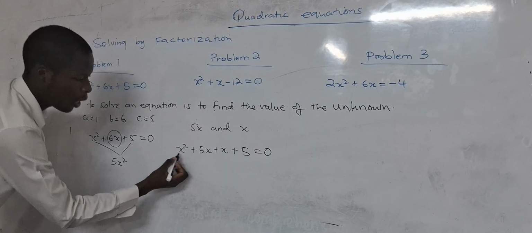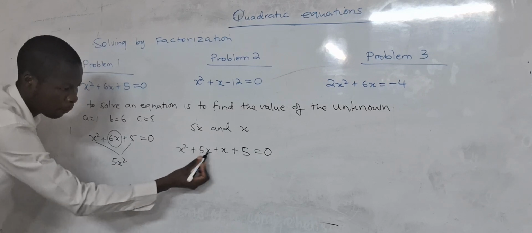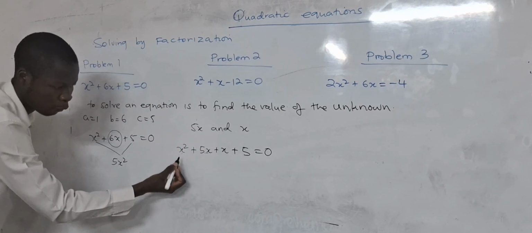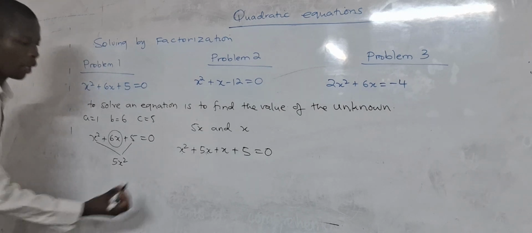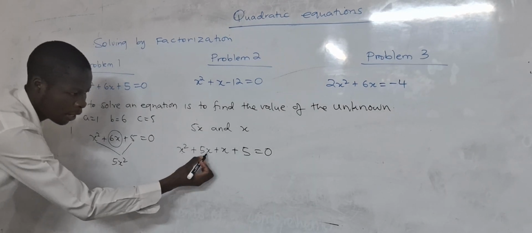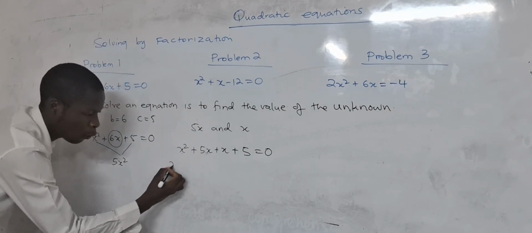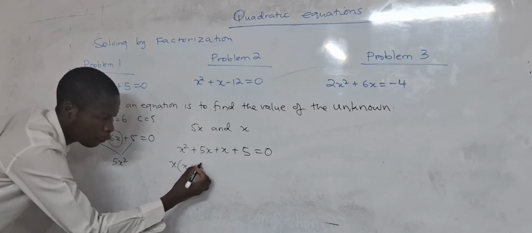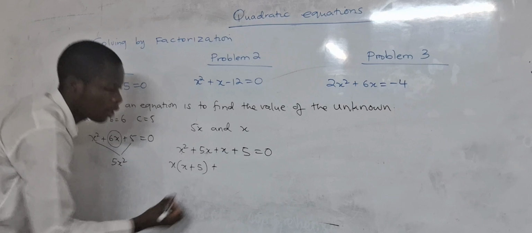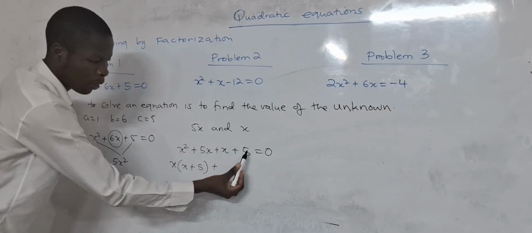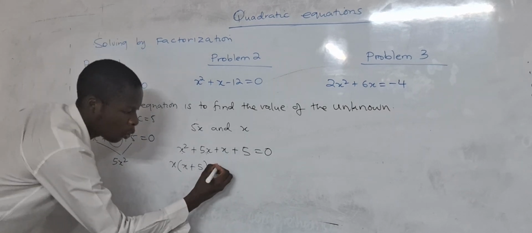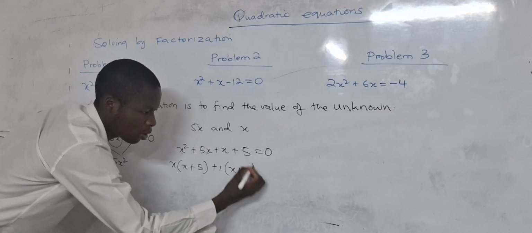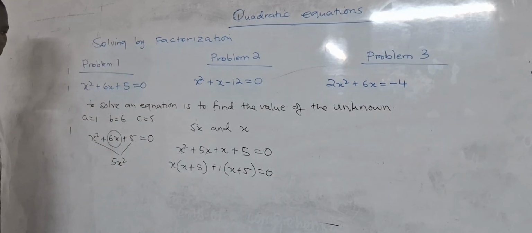You check the common factor in the first two terms. This is the first term and this is the second term. If you check here, x is there, x is also there. So you factor out x, and you remain with x plus 5. Plus, if you check here, the common factor is 1. So we are going to factor out 1, and you are going to remain with x plus 5, which is equal to 0.